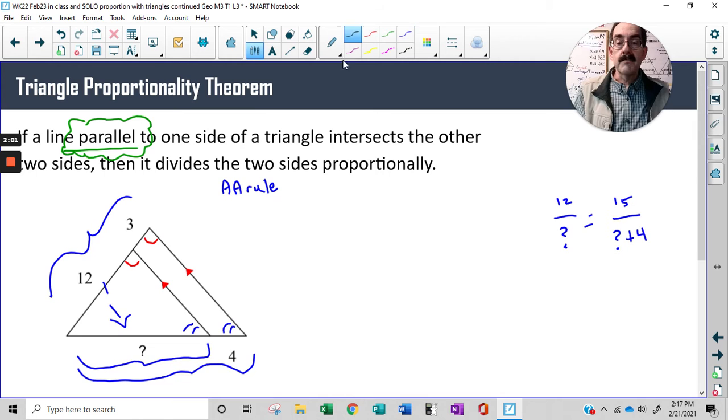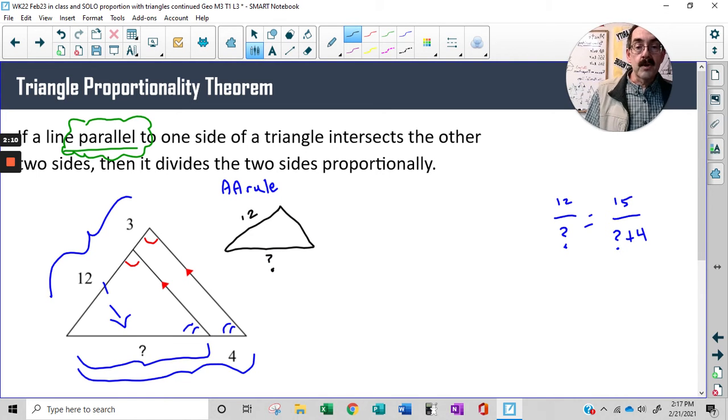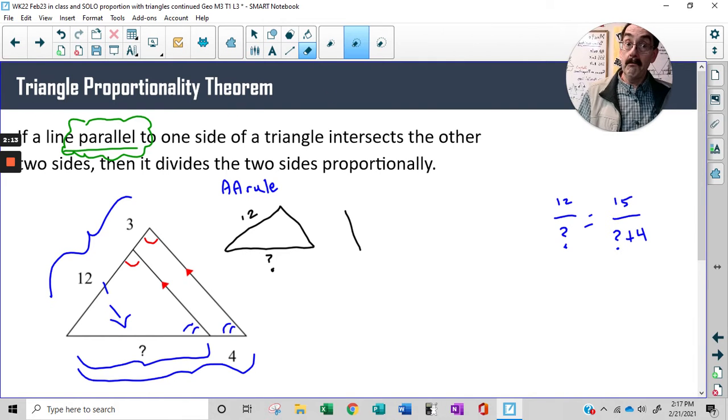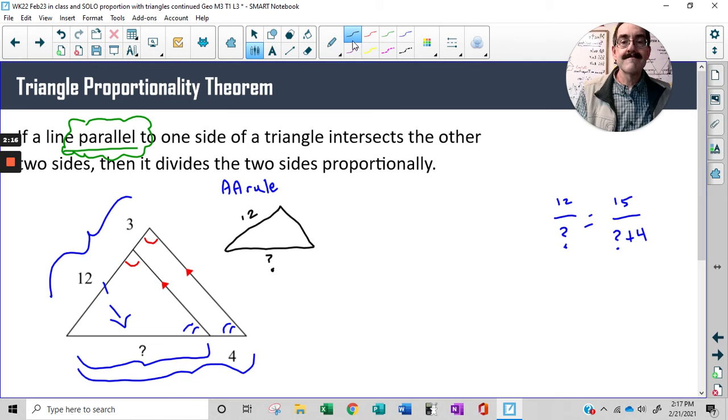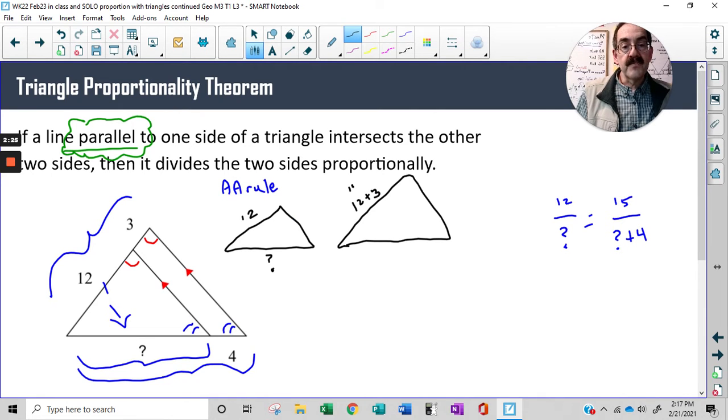So I'm going to draw the small triangle, and the small triangle has a 12 and a question mark. And the larger triangle has 12 plus 3, there's the 15. And on the bottom, question mark plus the 4. So, what corresponds to what? This side corresponds to this side. And this side corresponds to this side.